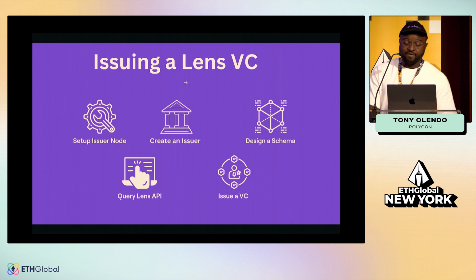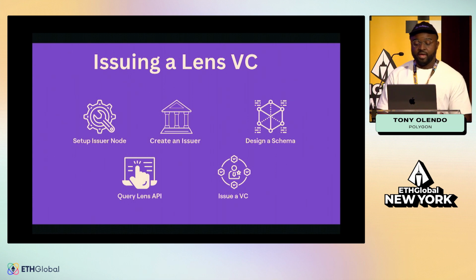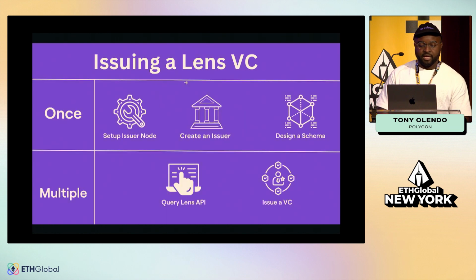So what does the process look like? First of all, we set up an issuer node, and then we create an issuer, and then we design a schema. After we design a schema, we query the Lens API, and then we issue a verifiable credential. It's easy, right? Easy. But let's go through it step by step.